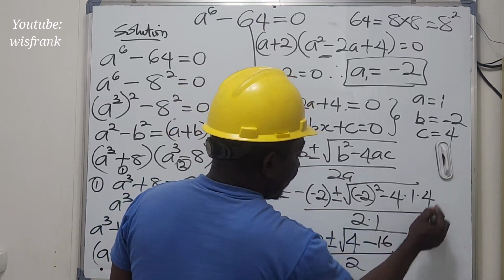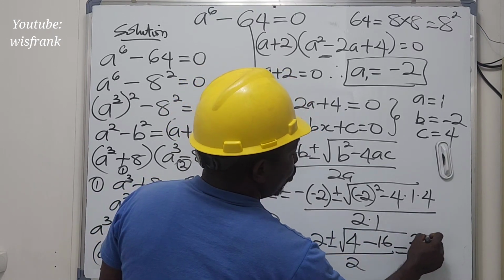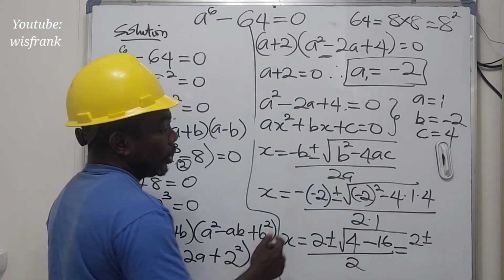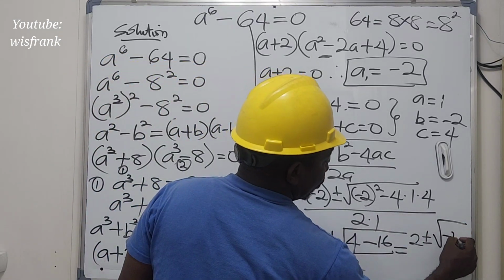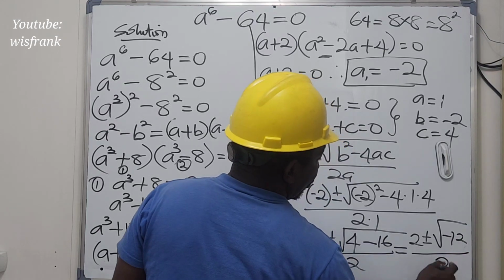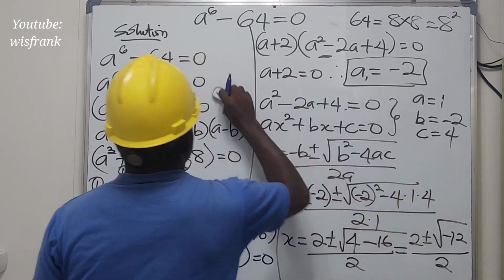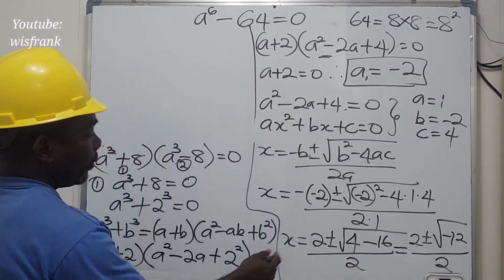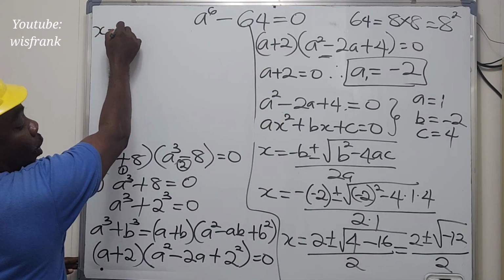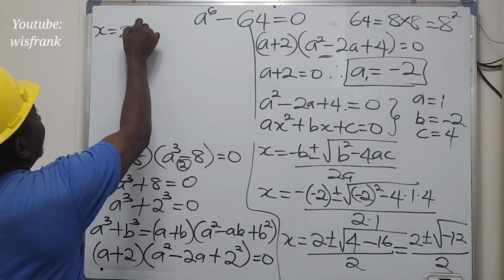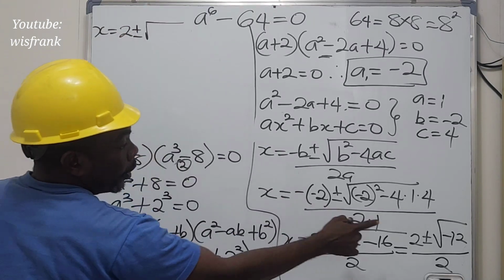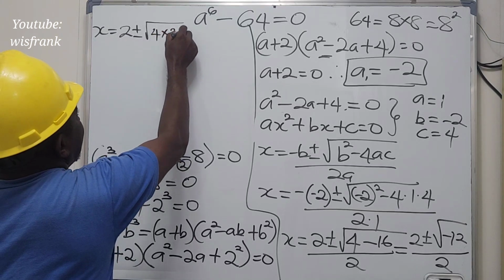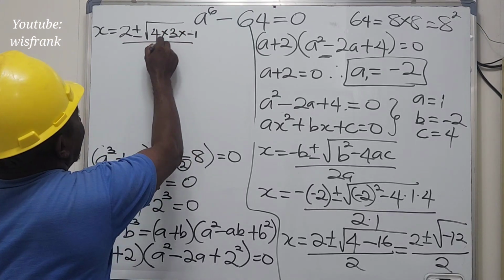So in that case, our value of x will become 2 plus or minus square root of 4 minus 16, which will become square root of minus 12, all over 2. So this is the value of x. We need to clean this up for us to continue our evaluation. In that case, we have the value of x equals 2 plus or minus square root of minus 12, which is the same thing as 4 times 3 times minus 1, all over 2.